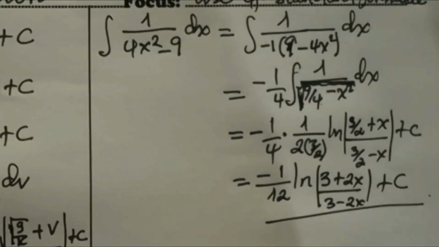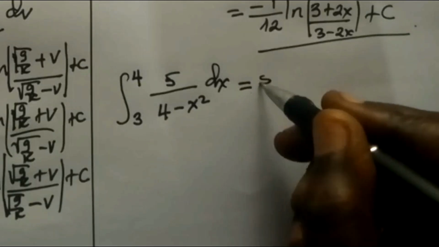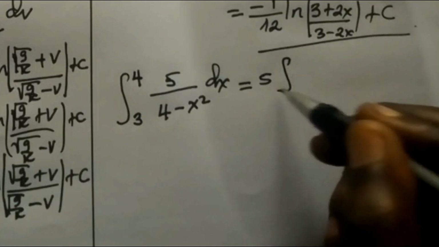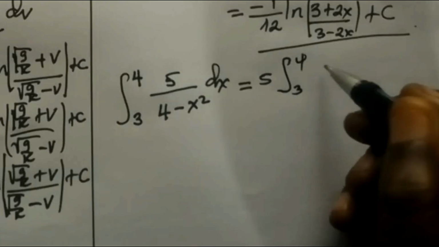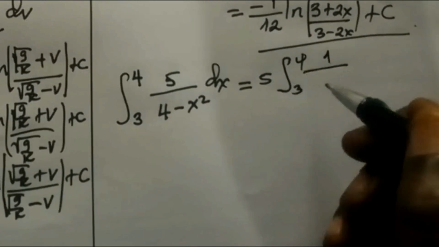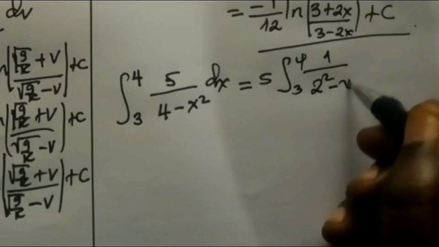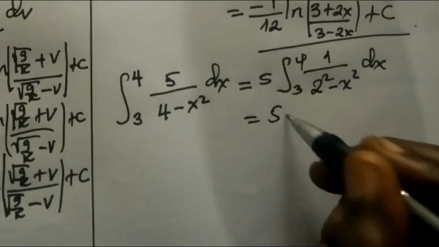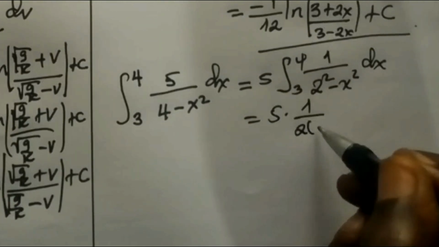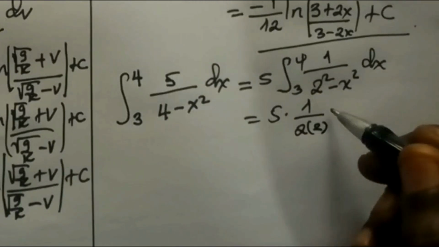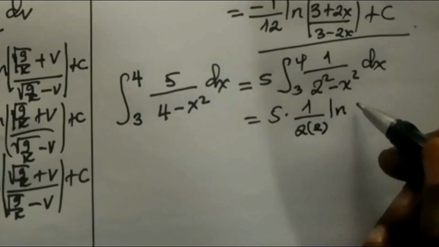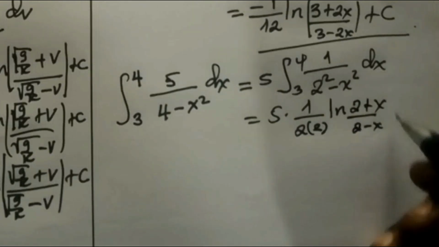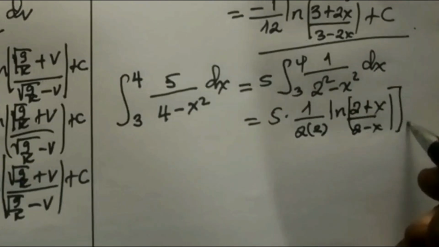Another important example, this would be 5 integral from 3 to 4 of 1 all over 2 squared, if you like, minus x squared, so that a becomes 2. And so we get 5 times 1 all over 2 into a, which is 2. And then ln of 2 plus x all over 2 minus x from 3 to 4.